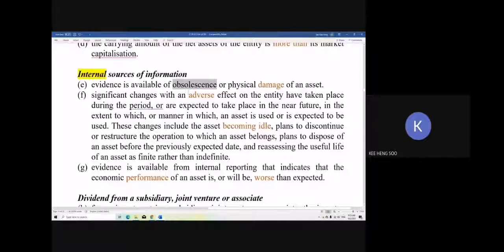Then this one is also an adverse environment, but this one is internal. You have a plan to change the use of the asset. Changes of the use of the asset: instead of using 3 shifts, become 2 shifts, become 1 shift, or slowly become idle. Idle means no use already. Or you may want to stop certain production, or you want to restructure the operation, change production A to production B, and so on. Clear?